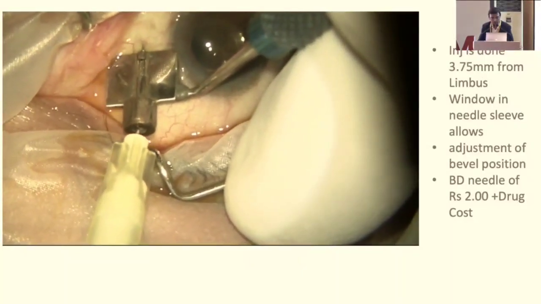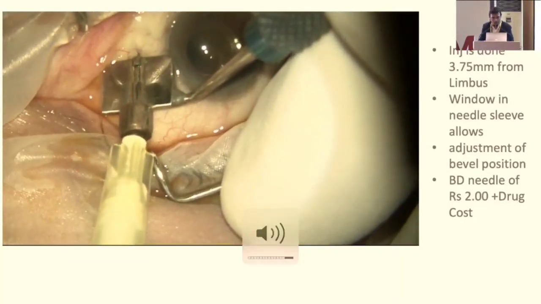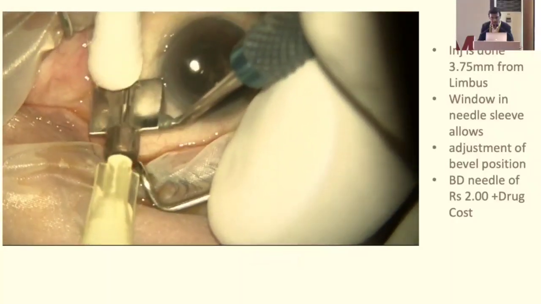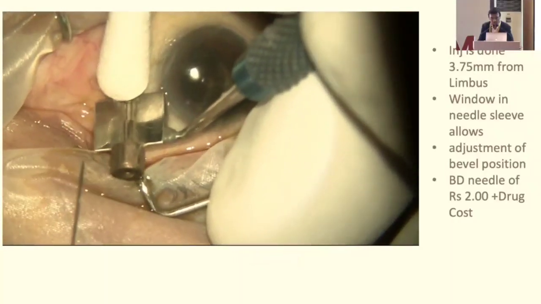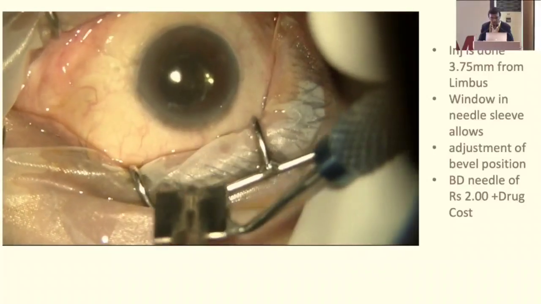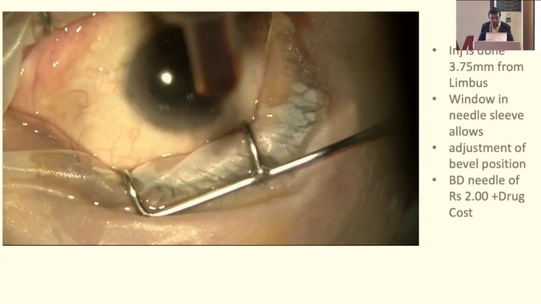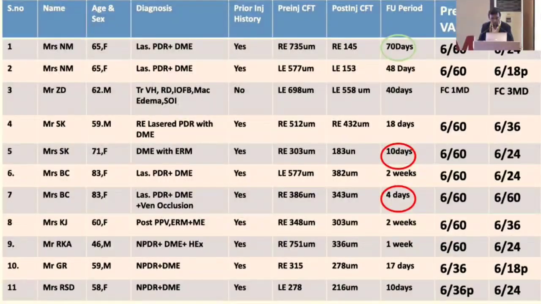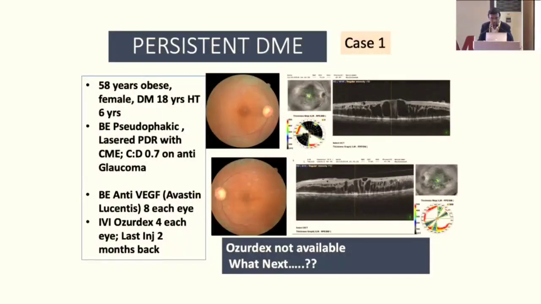It's done either in the inferotemporal or the inferonasal quadrant, and it works out very, very smoothly. It's done 3.75 millimeters from the limbus, and the cost of the injection is just a 2 rupees 30 gauge needle plus the drug cost, and it works extremely well. This was one of our initial studies. Now we have a much larger group of patients available, so I'm just presenting the initial data, and this has been done for varied cases.